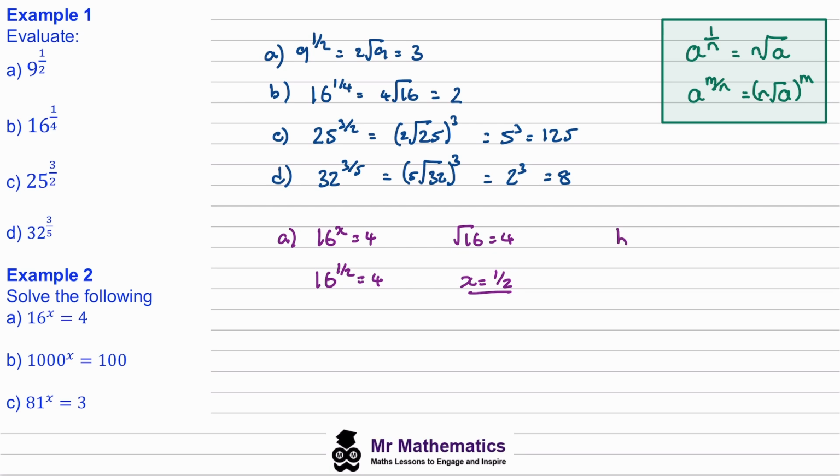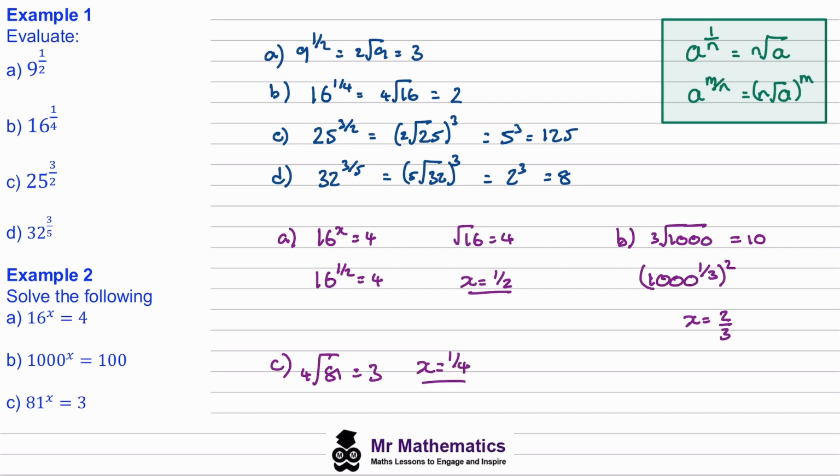And then for question B, if we take the cube root of 1000, we'll get 10. So this is 1000 to the power of 1/3. What we need is 100. So if we square the 10, then we'll get the 100. We can apply the power rule here. So x must be equal to 2/3. And then for question C, if we take the fourth root of 81, then we'll get 3. So x must be equal to 1/4. Okay?